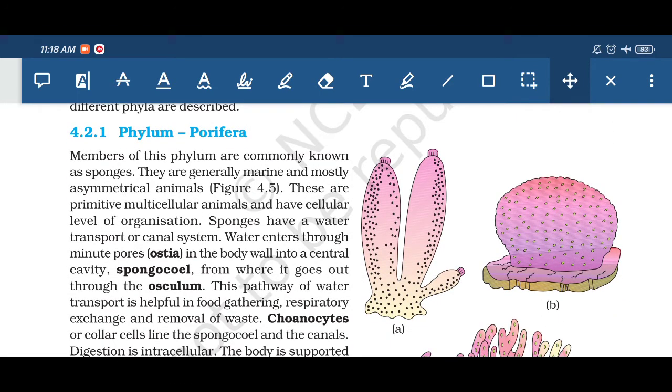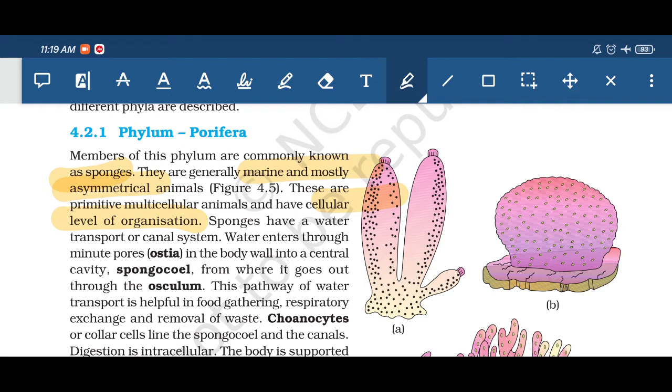Phylum Porifera: members of this phylum are commonly known as sponges. They are generally marine and mostly asymmetric animals. They are primitive multicellular organisms and, as I said, have cellular level of organization.